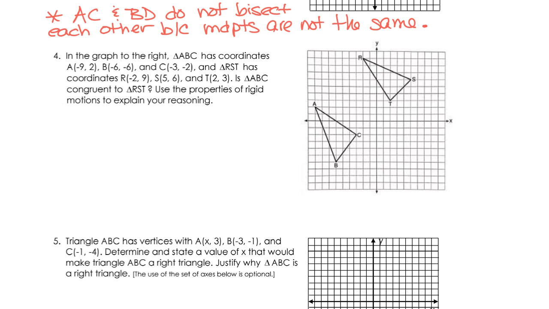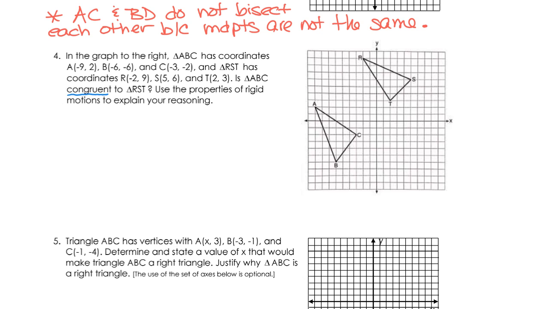In the graph to the right, triangle ABC has coordinates of A, B, and C, and triangle RST has coordinates of R, S, and T. And they want to show, is triangle ABC congruent to triangle RST? When triangles are congruent, all of their sides and all of their angles match the same measurements as the other triangle. We have to use our properties of rigid motions to explain our reasoning.